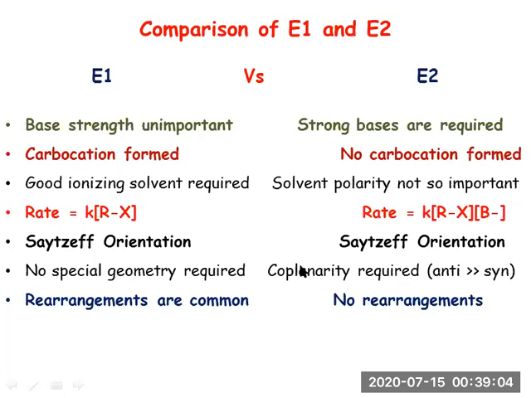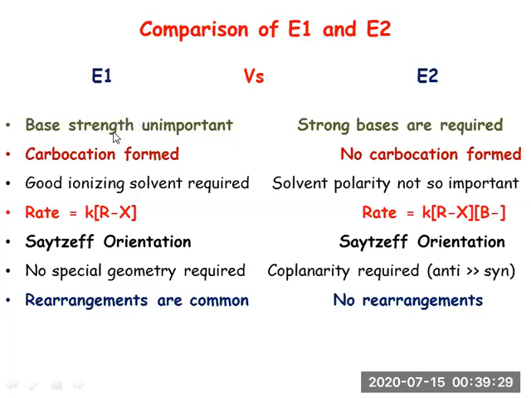So we have understood now what the E2 mechanism is. We already studied the E1 mechanism. What you'll find now, if I compare E1 and E2, what is the difference between E1 and E2? E1 is unimolecular, E2 is a bimolecular reaction. Here, E1 takes place in 2 steps, E2 takes place in 1 step.